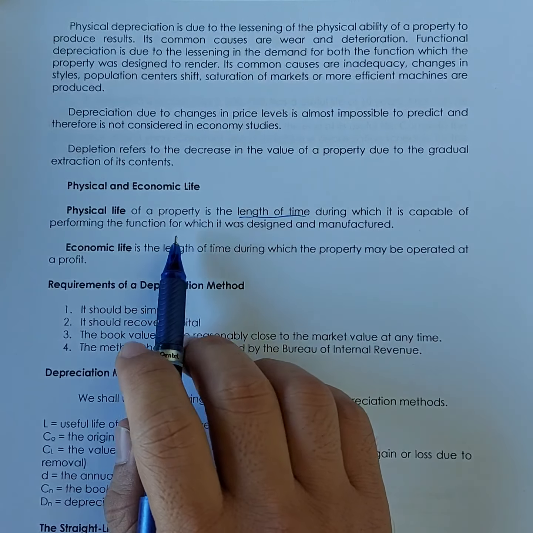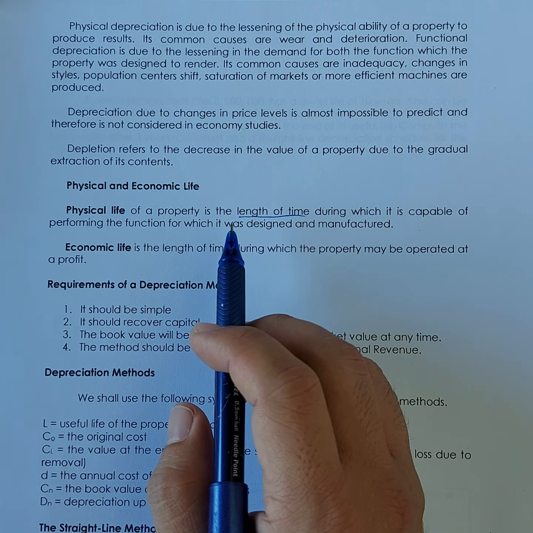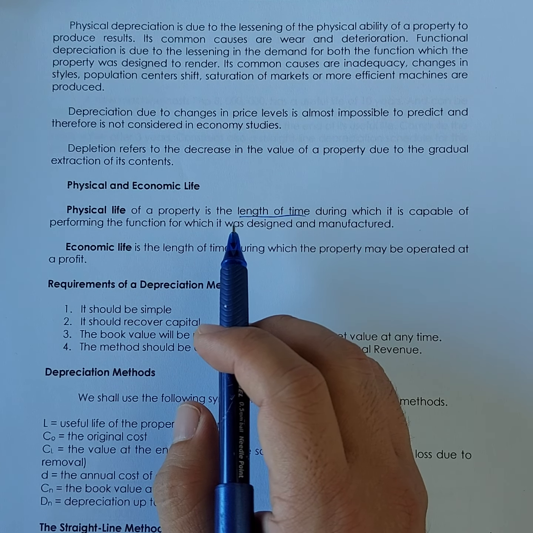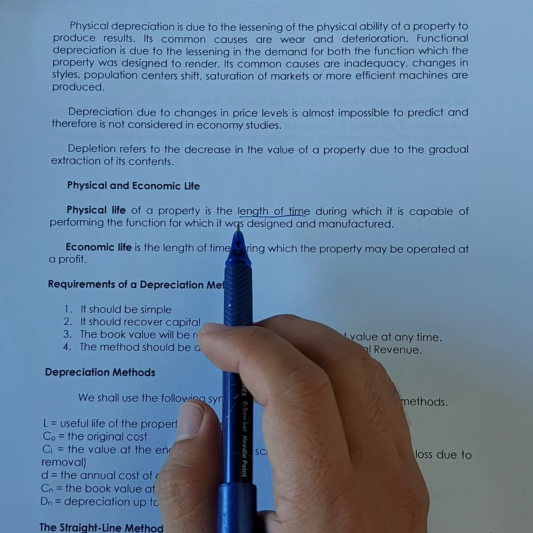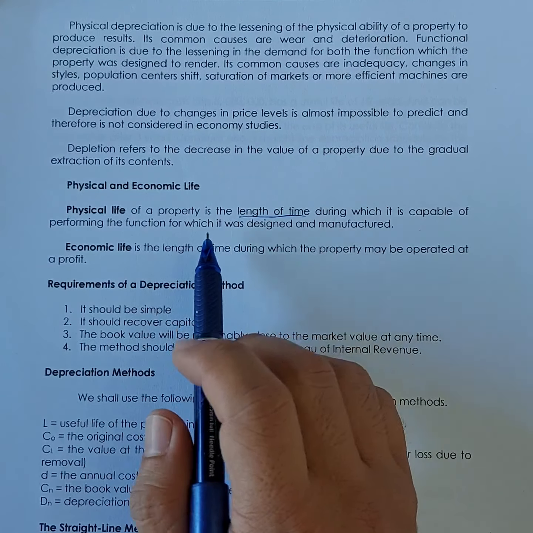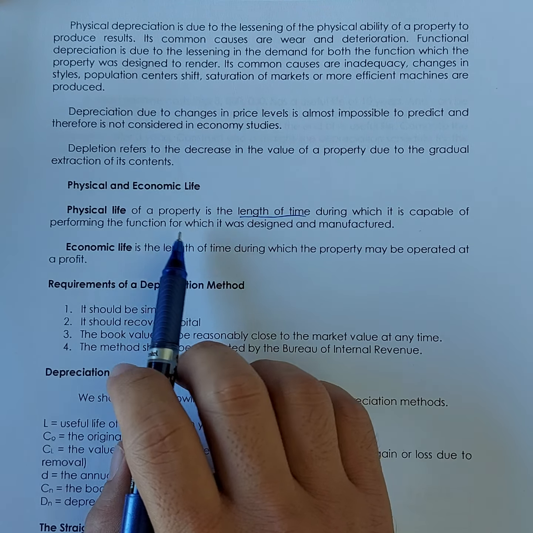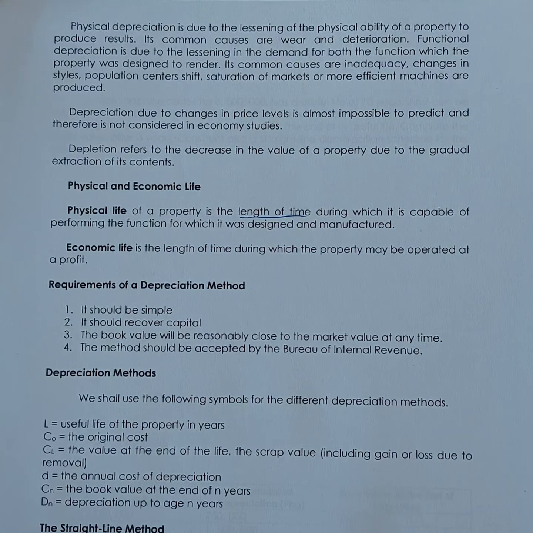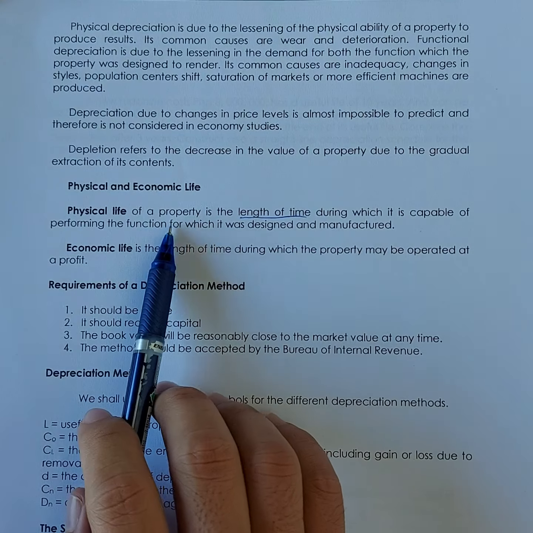yung property natin after siguro mga 20 years, although nagpo-produce pa siya ng outputs or ng products, pero yung nagagastos mo ay mas malaki na compared sa nagagawa niyang products, then pwede pa rin naman siyang gamitin, pero hindi na siya economically viable, no? Pero yung physical life niya hanggang talagang masira na siya, talagang hindi na siya makapag-produce ng anumang output or product, no? So that's the physical life of a property.